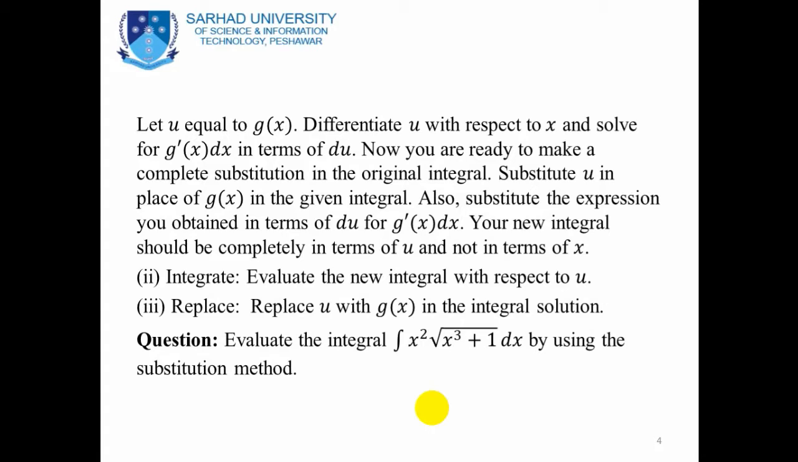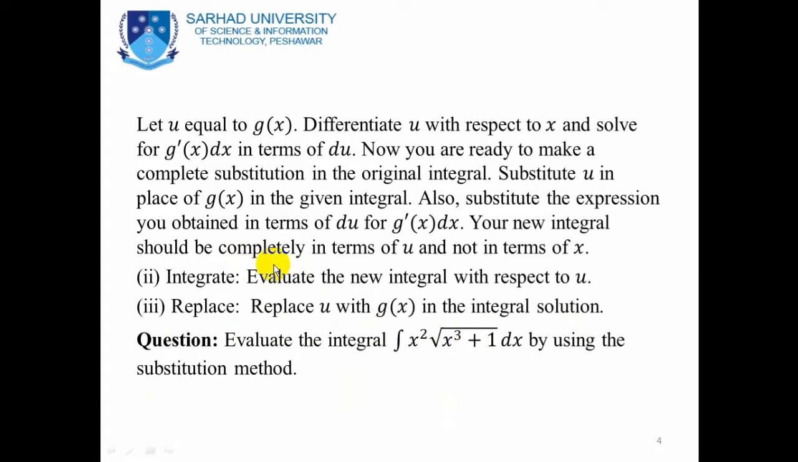This is called substitution. First step for the substitution. Note the second step, integrate. Integrate the new integral. Evaluate the new integral with respect to domain u. And at the end, you will get a result in domain u, but in that result replace u with g of x in the integral solution. So these are the three steps for the substitution method.